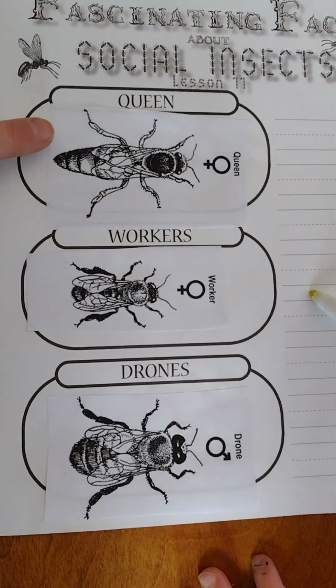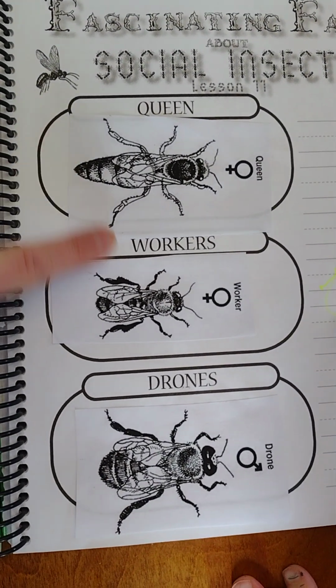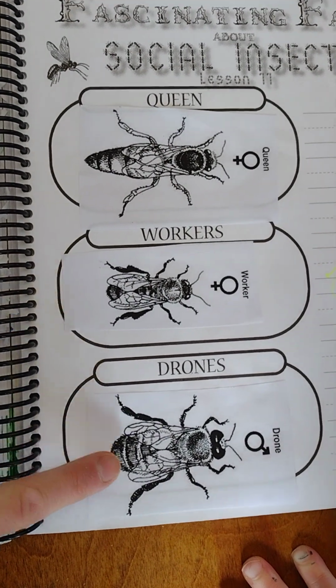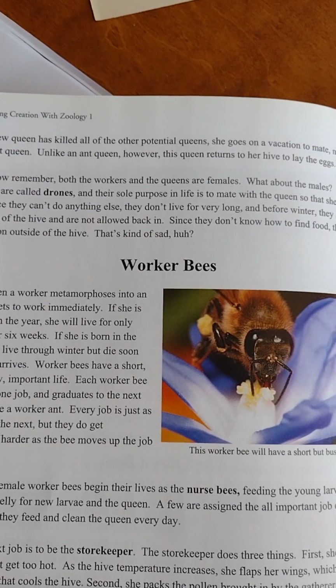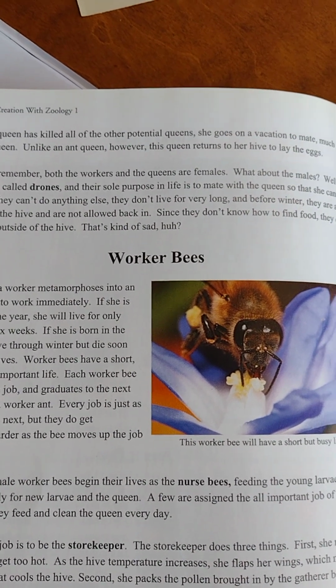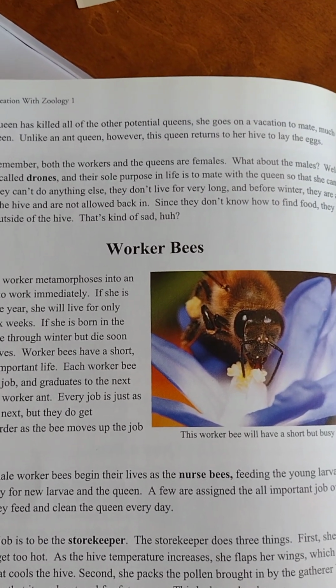Thomas did this. Here's the queen. She's bigger. Here's a worker, a bit smaller, and here's a drone. Now remember, both the workers and the queens are females. Well, what about the males?